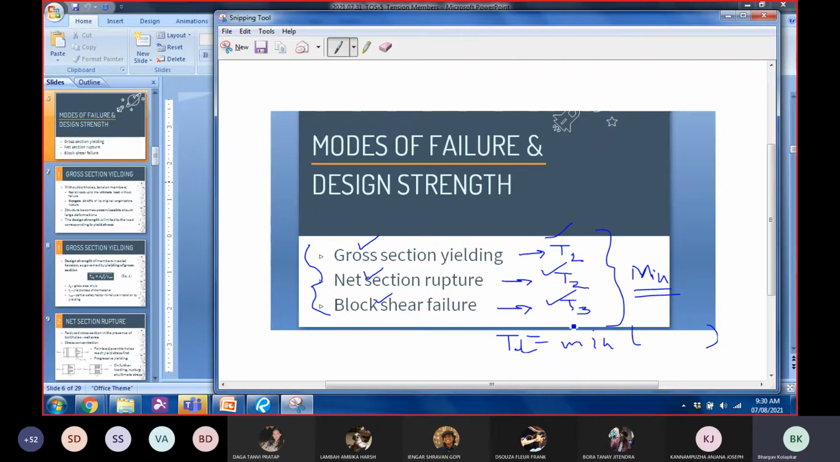Now we have three values of forces. Our question is, what is the maximum force that I can apply on this section? The answer is that the design tensile force is the minimum of T1, T2, T3. Why minimum and why not maximum? Because at the minimum value of T1, T2, T3, one of these failures would occur and my member has failed. So the maximum force that we can apply on a member is the minimum force that can cause any of these failures.